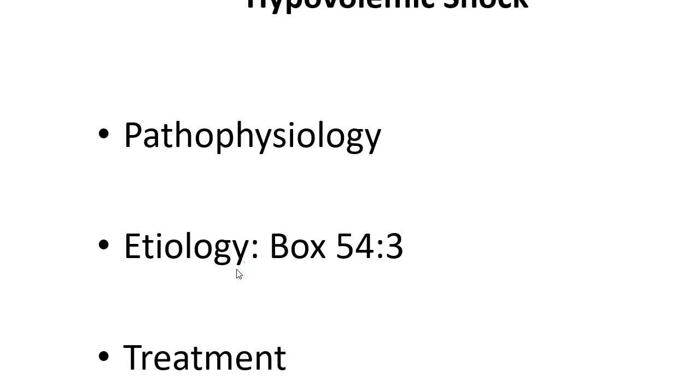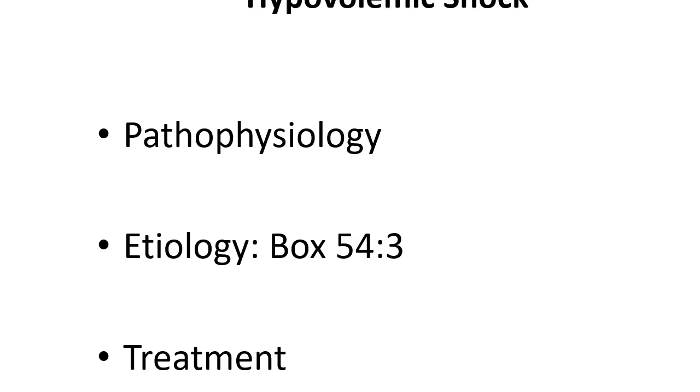Now let's get into the four major classifications of shock, the causes of shock. So the first one is hypovolemic. So our pathophysiology for hypovolemic shock is that we have significant decreased intravascular volume, decreased venous return, decreased filling of the heart, leading to decreased cardiac output.